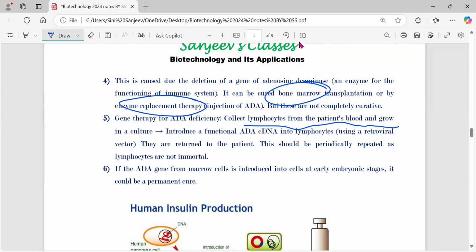They just grew them, okay, and they introduced a functional ADA instead of that faulty ADA. Now they returned it to the patient and periodic checks were done, and they saw that the ADA gene which was introduced into the marrow cells, at the embryonic stages, meaning the initial starting of that particular defect, when you inserted this ADA gene using gene therapy, it could give a permanent cure.